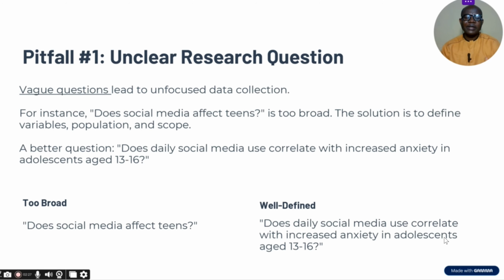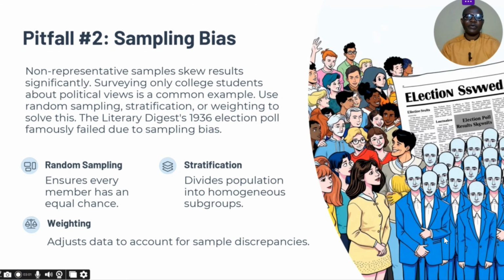A more refined way to put such a research question is to say, does daily social media use correlate with increased anxiety in adolescents aged 13 to 16? So you can appreciate that a very clear research question gives a clear roadmap to our entire project in its entirety. Now the next pitfall is sampling bias.